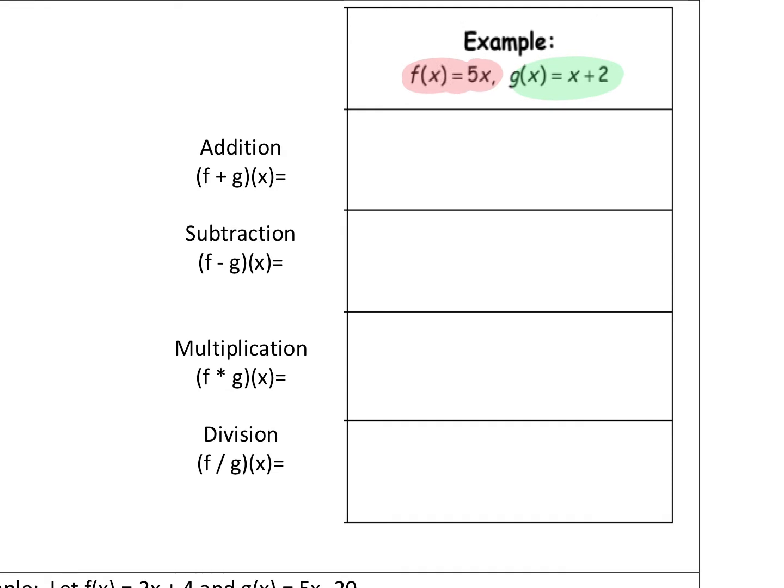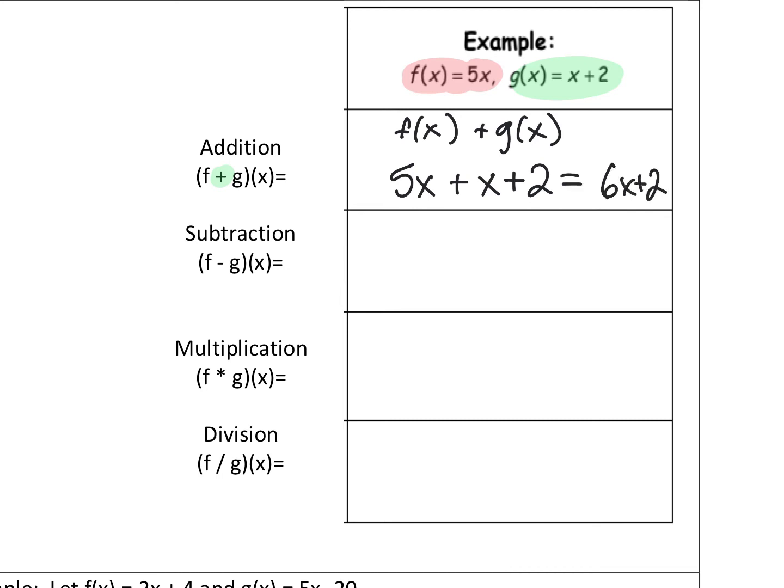So if it tells me to do f plus g of x, I know that that's addition because I see a plus sign, all right? And I'm just going to go and add them. It's the same thing as f of x plus g of x. And I know what both those are because it just told me. So all I have to do is do 5x plus x plus 2. Can I add those together? Can I simplify that? What would it be? Yeah, combine like terms. 6x plus 2, that's my answer. That's it. 6x plus 2.